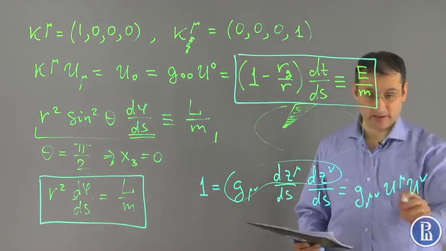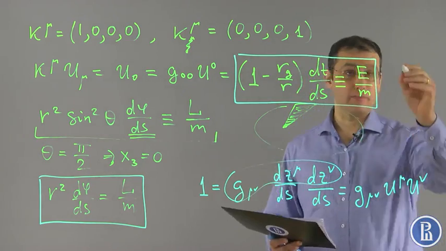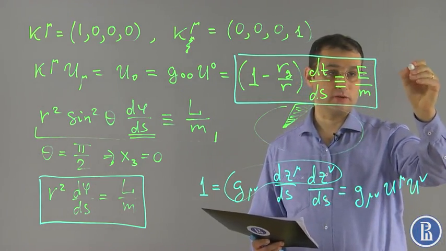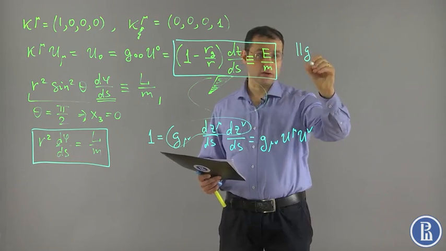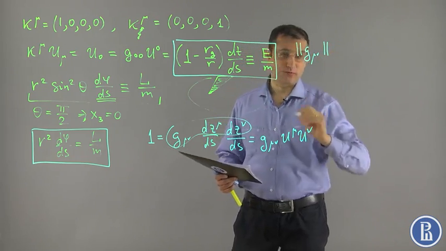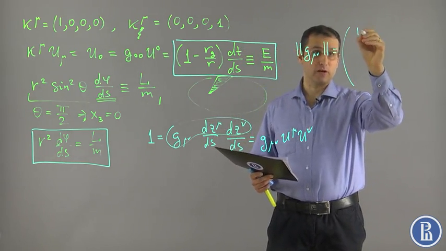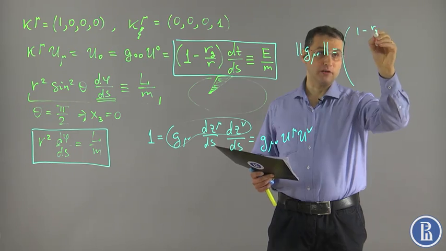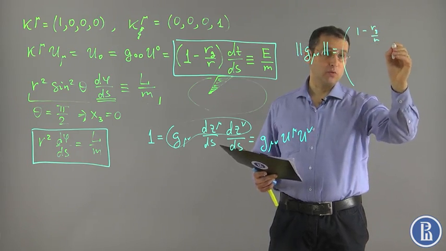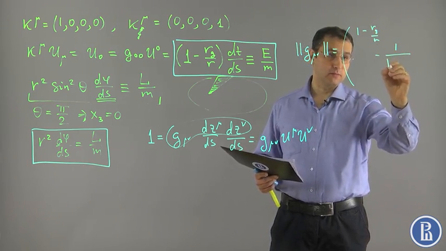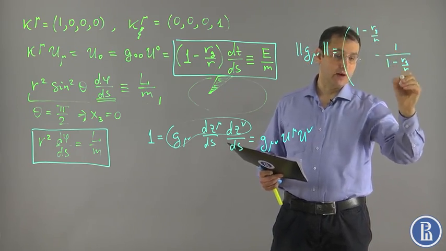Now, using this for the Schwarzschild metric, let me remind you that the Schwarzschild metric tensor has this form. It's 1 minus r_g divided by r, minus 1 over 1 minus r_g divided by r.